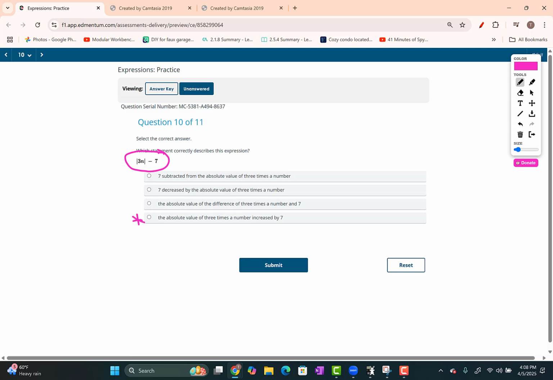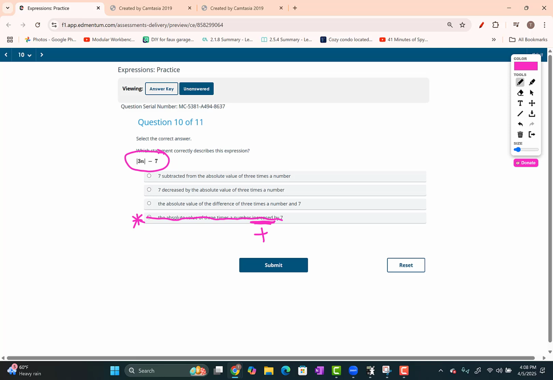Start at the bottom. Bottom choice says we're taking the absolute value of 3 times a number increased by 7. The word increased, that implies addition. We have no addition in this problem. We can rule out this choice.